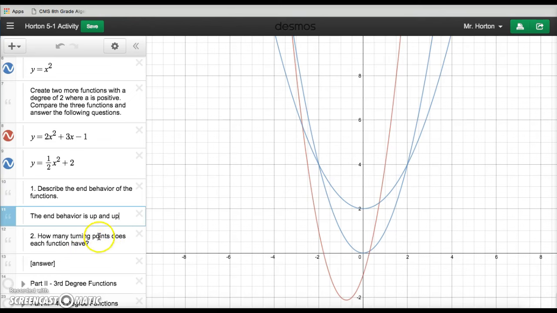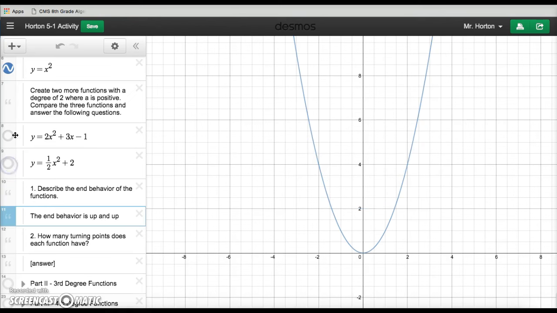Question number 2. How many turning points does each function have? When we're talking about turning points, we're talking about where it changes direction. So let's look at each of these functions. And we can turn some of these on and off just to look. If we look at x squared, let's look where it changes direction. Well, from here it's coming down, and then it changes direction here and it goes back up. So that's one turning point.